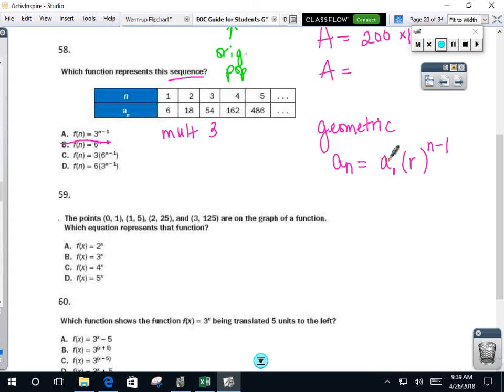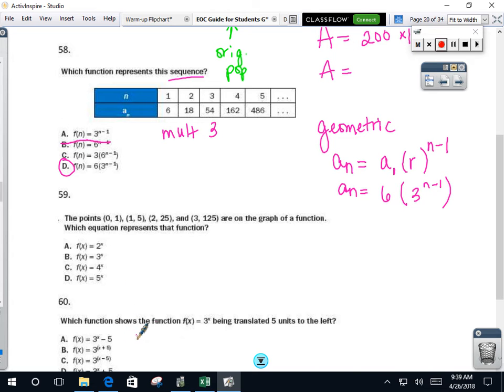Okay, well, what would we plug in for the first term? Right, your first term is 6. And then you put what in the R place? 3. That's the ratio, right? That's what they're being multiplied by. And then normally we wrote the n minus 1 on the outside. They kept it on the inside, so it's D.